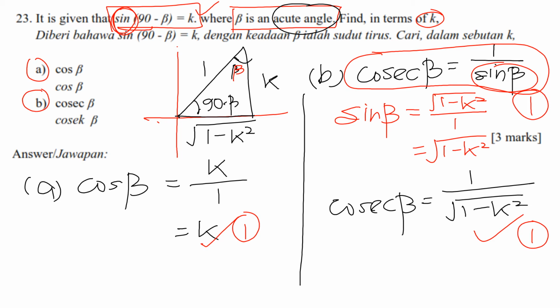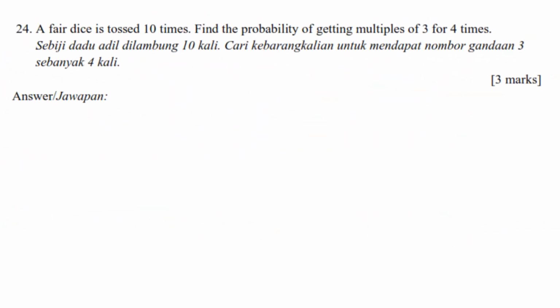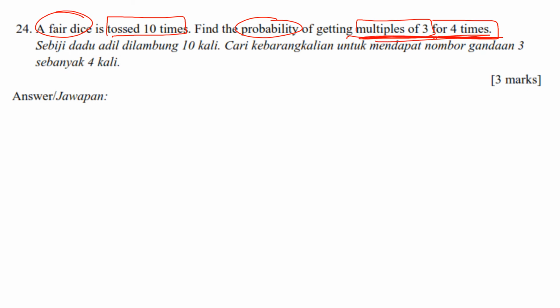Then let's continue to question 24. Question 24. A fair dice is tossed 10 times. What is this indicating? What is this topic? Find the probability of getting a multiple of 3 for 4 times. This is the condition for 4 times. So what is this with n times? Then you should know that this is under our binomial.